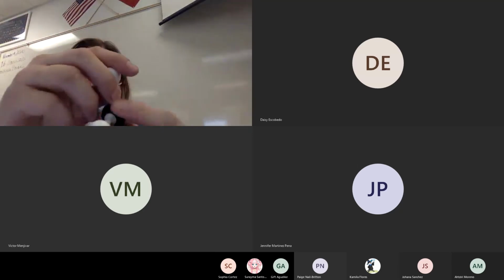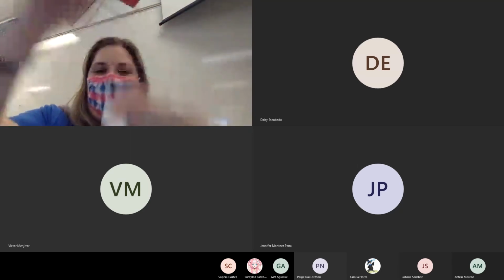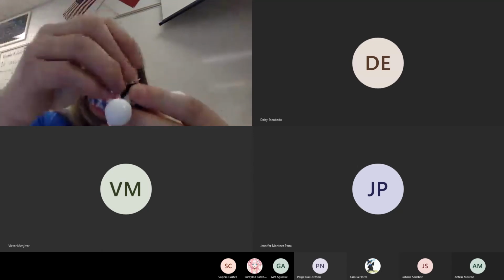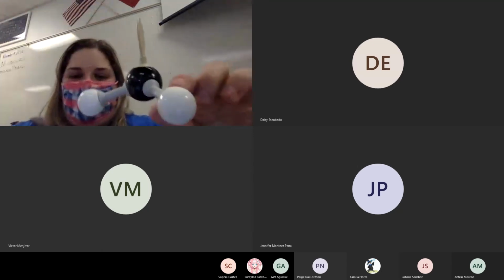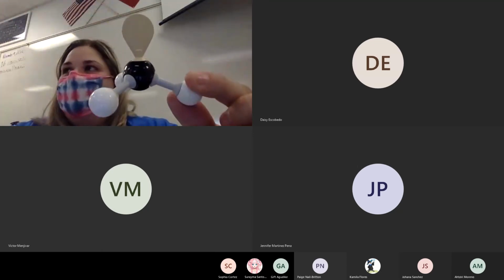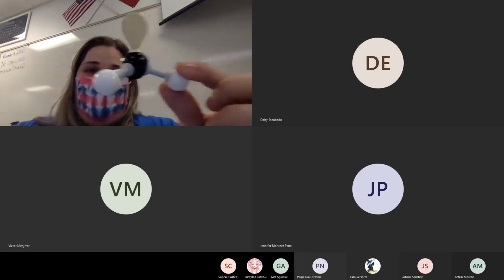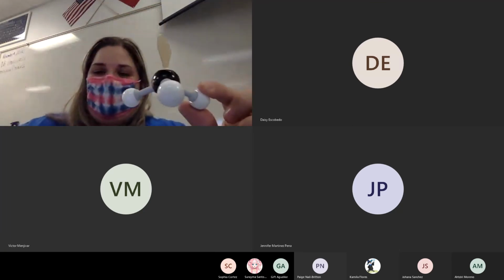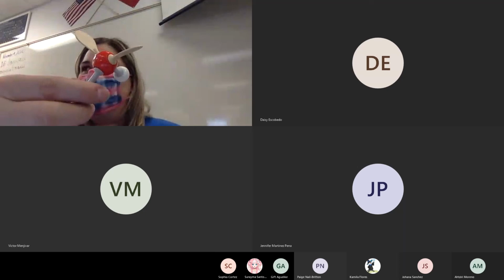Tetrahedral. Now, if I take away one of these bonds and I replace it with a lone pair, now this is trigonal pyramidal. Okay. If I take away another bond and replace it with a lone pair, that's when I get this bent shape like water.